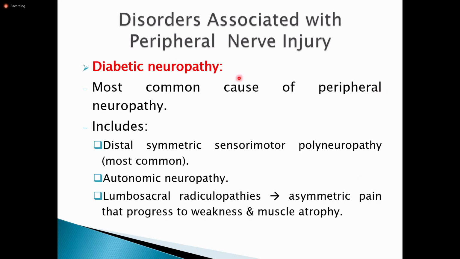Disorders associated with peripheral nerve injury: diabetes is one of the major causes of neuropathy. The most common causes of peripheral neuropathy include distal symmetrical sensory motor polyneuropathy, autonomic abnormalities, and lumbosacral radiculopathies, which is compression on the nerve roots, causing weakness, muscle atrophy and pain. All of these happen in diabetic persons. Autonomic, sensory, pain, weakness and muscle atrophy, spinal cord area, vertebral column, okay, on the nerve roots.